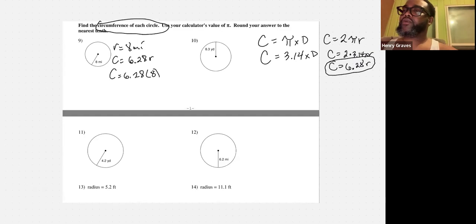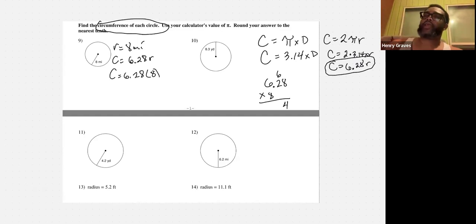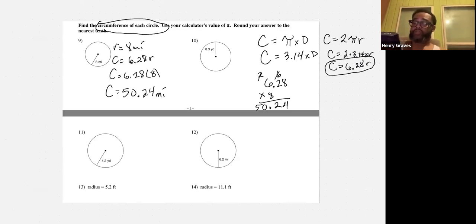8 times 8 is 64 plus 6 times 2 is 12. 8 times 2 is 16. 6 is 22. 48 plus 2 is 50. So 50.24 should be my answer. And I don't have to do any units to second power because we just find the circumference, not the area of the shape. So 6.28 times 8. Yep, that's correct. Give me another W in black.